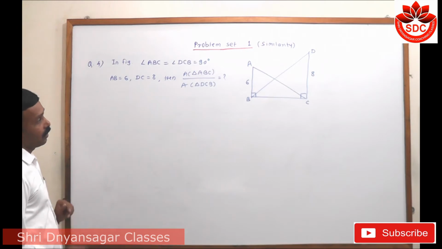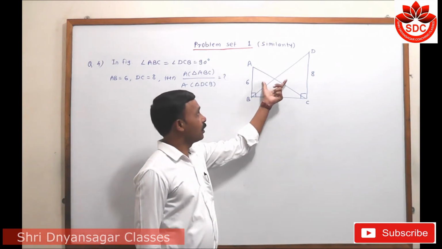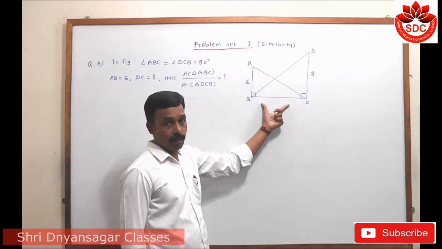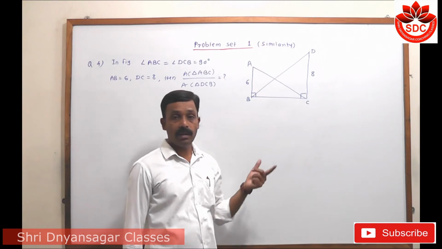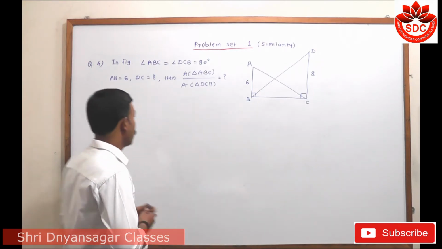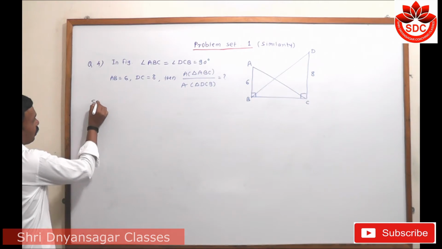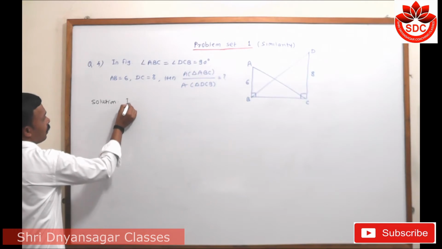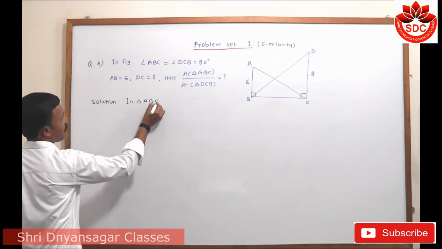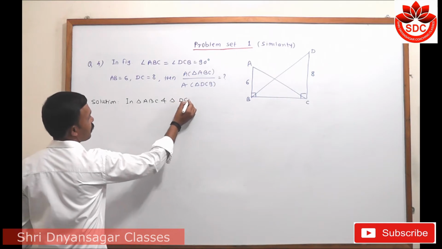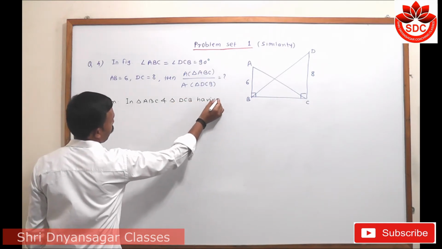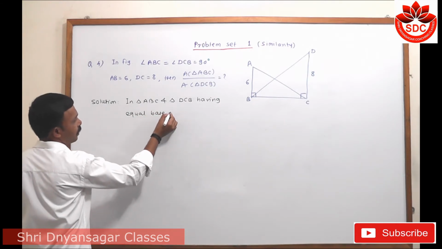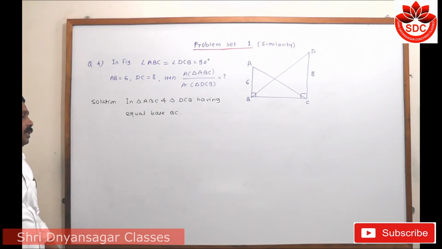How to find out? Look carefully. For these two triangles, ABC and DCB, the base BC is the same. That means both triangles have a common or equal base. So here, in the solution, in triangle ABC and triangle DCB, the equal base is BC.